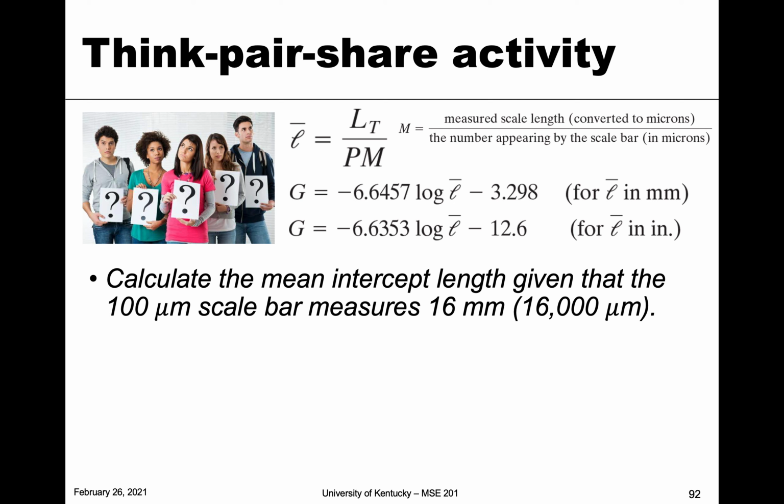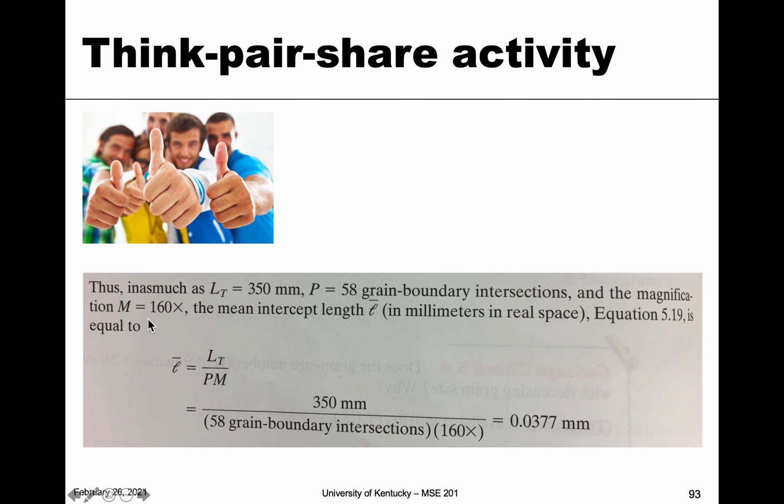All right, so hopefully you've had a chance to look this over. First of all, the scale bar was given. It measures 17 millimeters, and it says it's 100 microns. So using those numbers, we can calculate the magnification as 160. And then we're going to use our total length, which was the 50 millimeters times 7 lines. So that's where we get the total here. And then we count up all those intercepts, which was 58.